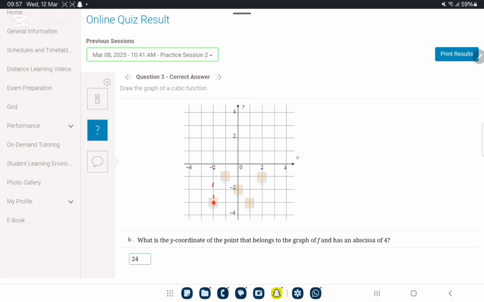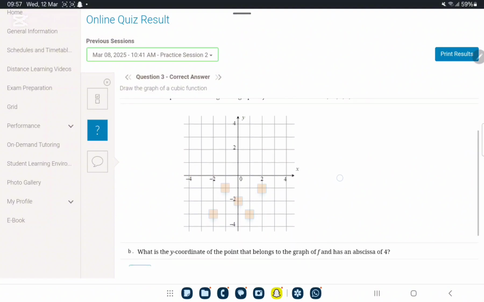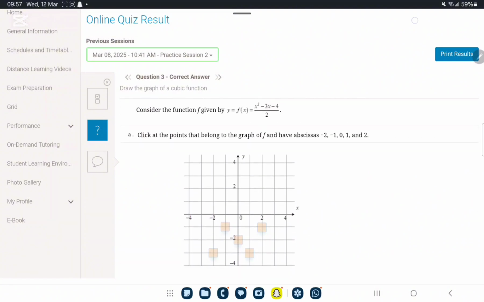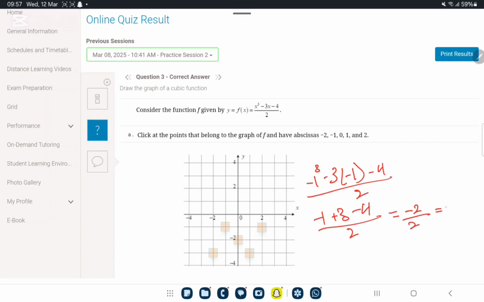And then we do minus 1. Minus 1 cubed minus 3 times minus 1 minus 4, over 2. Minus 1 cubed is minus 1, the minus cancels for plus 3, minus 4, over 2. Simplify: minus 1 plus 3 is 2, minus 4 is minus 2, over 2, and you get minus 1. So at the second point, minus 1, minus 1.